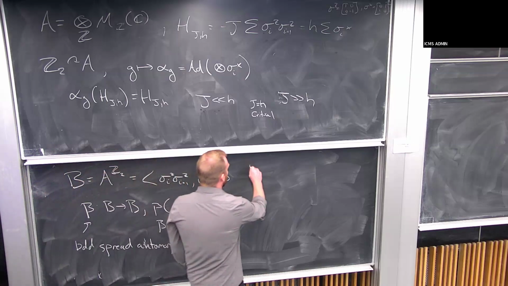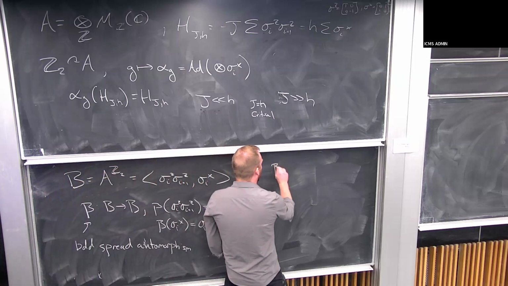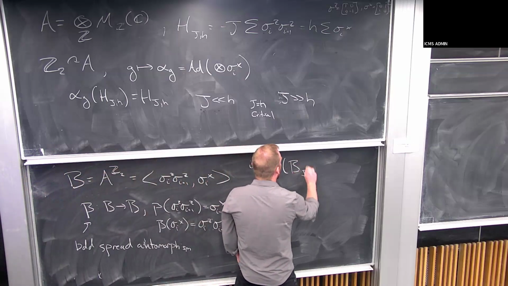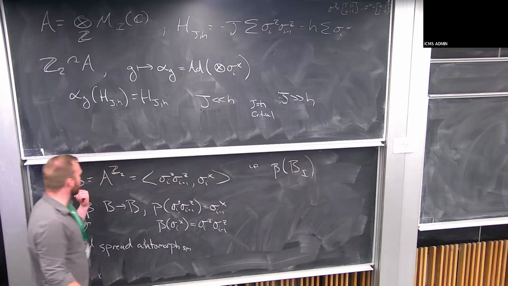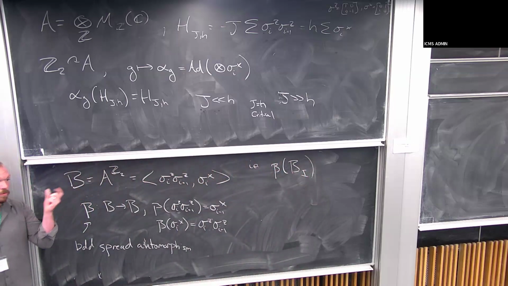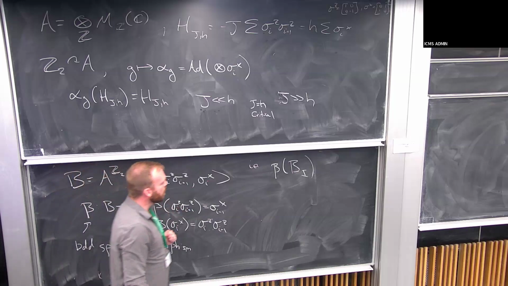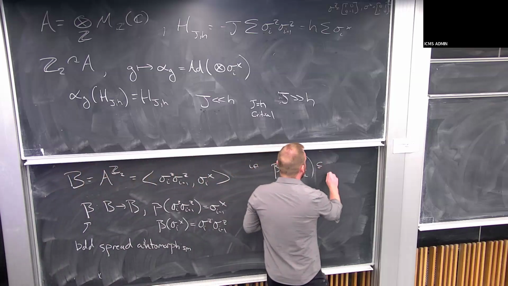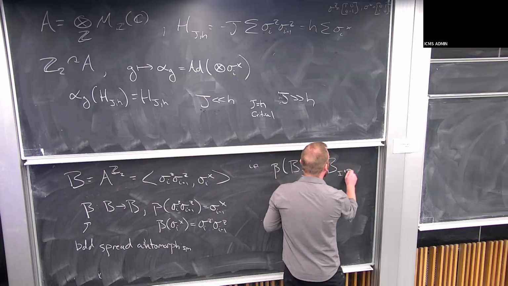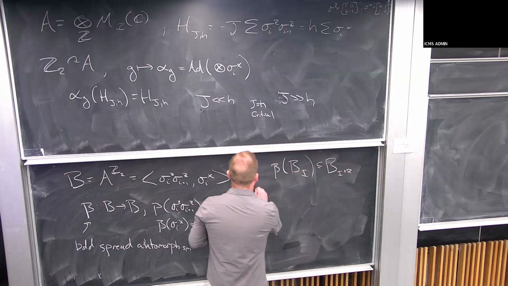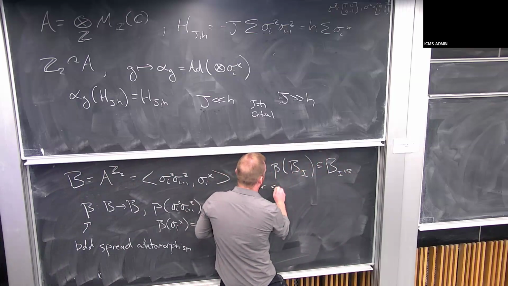It just means that if I apply this to B_I, which in this case is just this subalgebra B intersected with the operators localized in an interval I, so this is just the symmetric local operators, this is contained in B_{I+R} for some R. What is B_{I+R}?